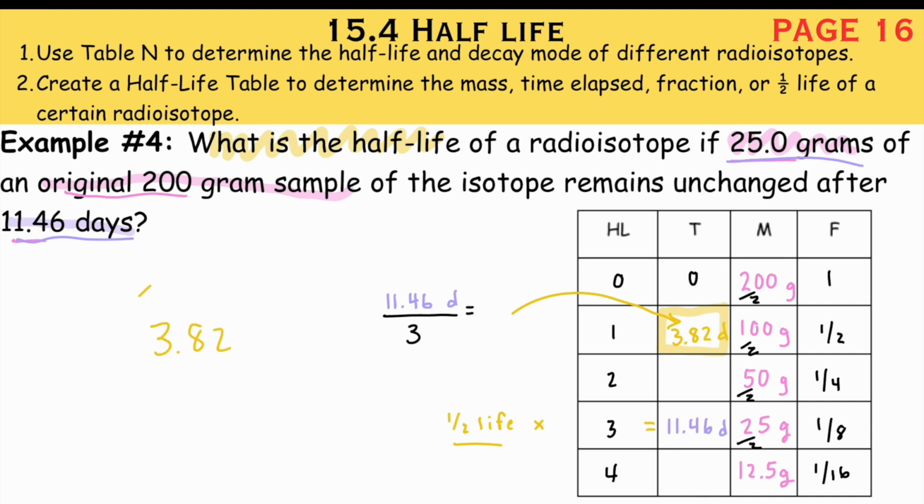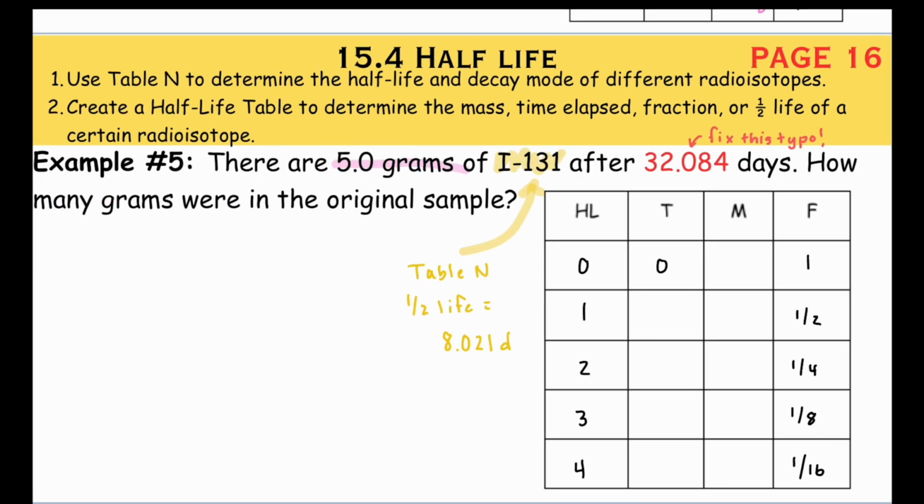So for this one, we found the information that we needed. So it's okay if not all blanks are filled, where it's not necessary to fill them, because this is the only number that we're trying to solve for. There are 5 grams of iodine 131 after 32.084 days. How many grams were in the original sample?